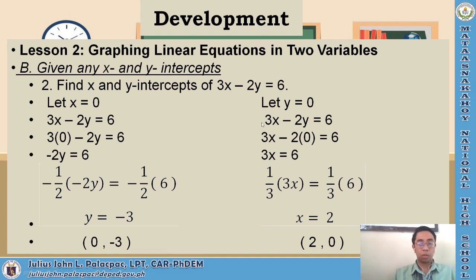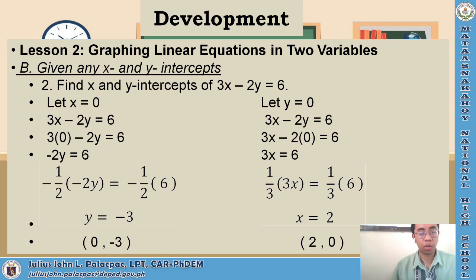The other one, let y be equal to 0. 3x minus 2 times 0 is equal to 6. 2 times 0 is 0. So we bring down 3x is equal to 6. So getting the reciprocal of 3, it will be 1/3. So 3 times 1/3 is 1, so 1x, it will become x. 6 times 1/3, since we are using the multiplication property of equality, we will multiply both sides by 1/3. 6 times 1/3 is 2. So if y is 0, x is 2. So 2, 0, or a is equal to 2.